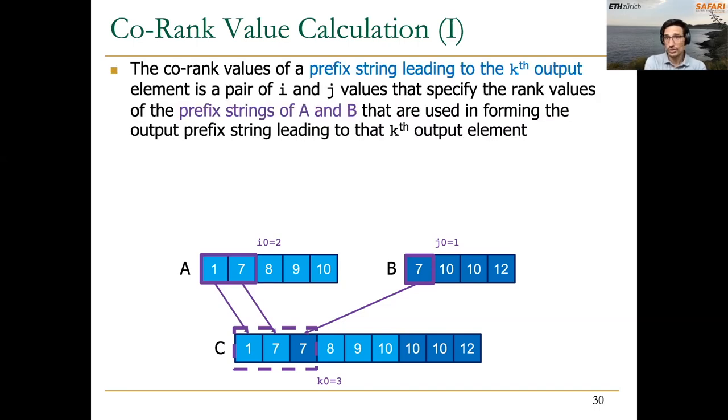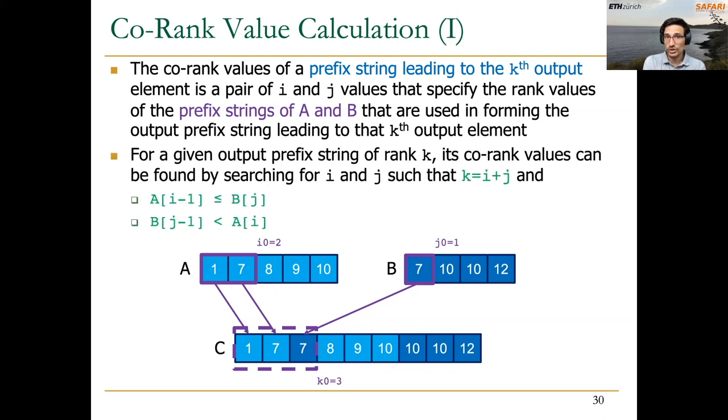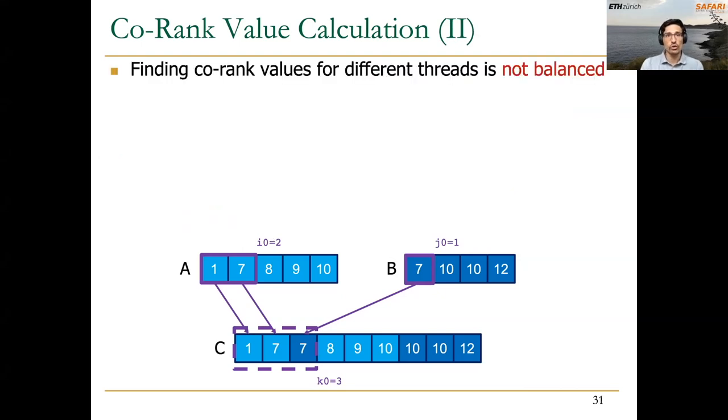The core rank values of a prefix string leading to the kth output element is a pair of i and j values that specify the rank values of the prefix strings of A and B that are used in forming the output prefix string leading to that kth output element. For a given output prefix string of rank k, its core rank values can be found by searching i and j such that k equals i plus j, and these two conditions hold: A of i minus one is less than or equal to B of j, and B of j minus one is less than A of i. So that's what we are going to do in the core rank calculation.